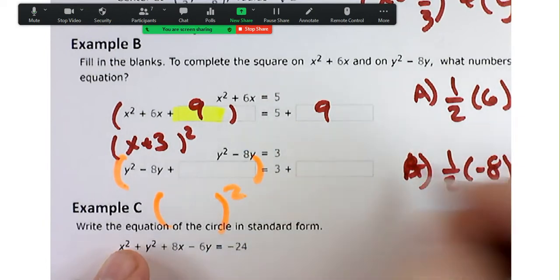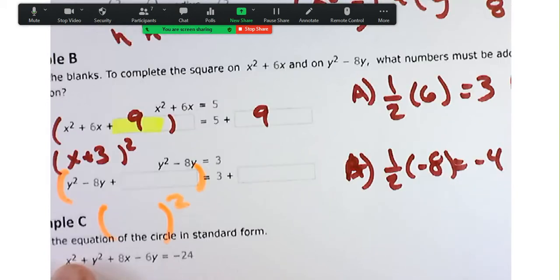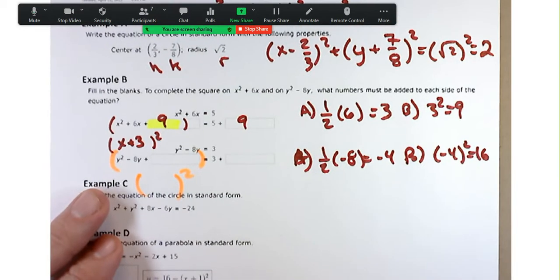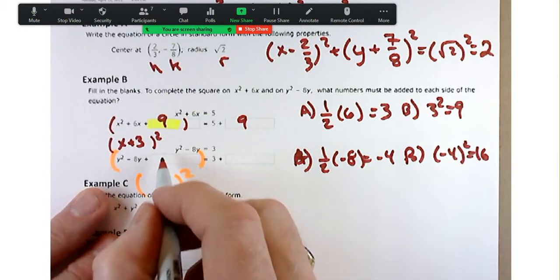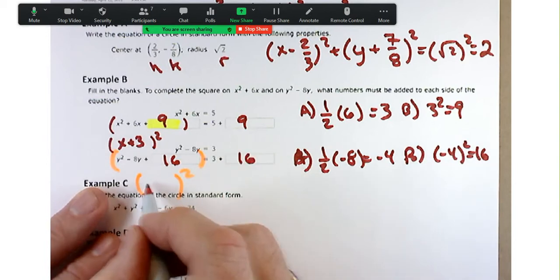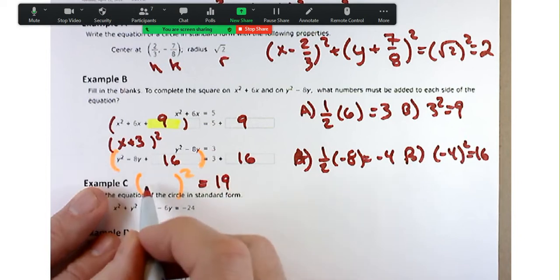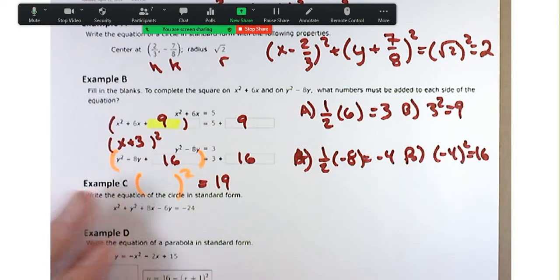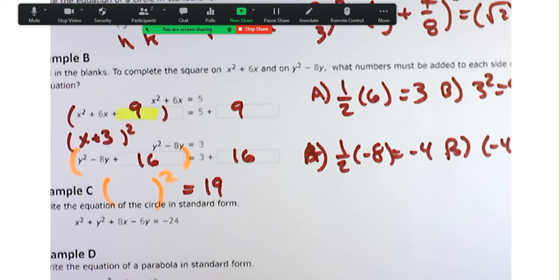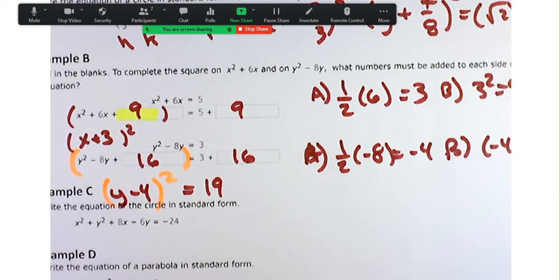Actually, this should be part A. And then the second step is to square negative 4 and get 16. So if I put a 16 here and a 16 here, then this becomes something squared equals 19. What do I square to get y squared minus 8y plus 16? Y minus 4. There we go. Y minus 4. Perfect.